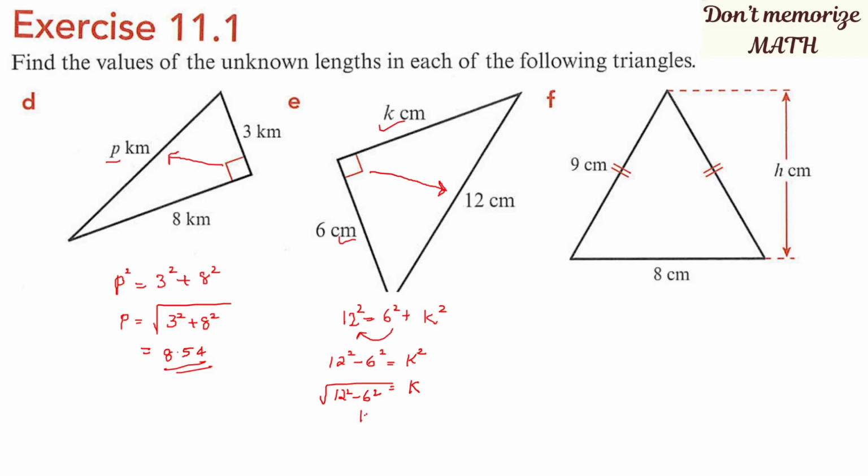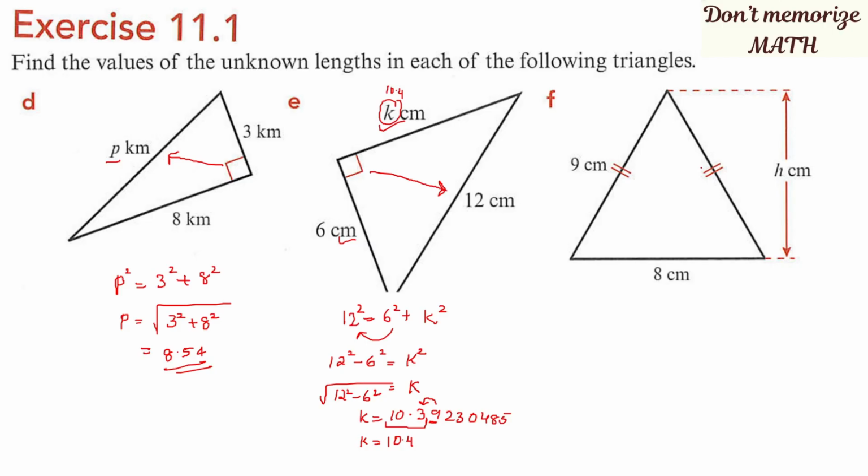That is the same as 10.3923. I will write the full number. K is equal to 10.39230485. So we need just 3 significant figures. So the next number is 5. If it is 5 or more than 5, we need to add 1. So 3 will become 4. So k value is 10.4. So the side length is 10.4 centimeter.